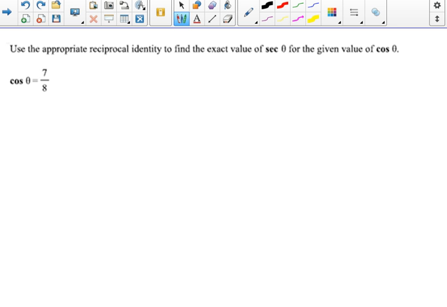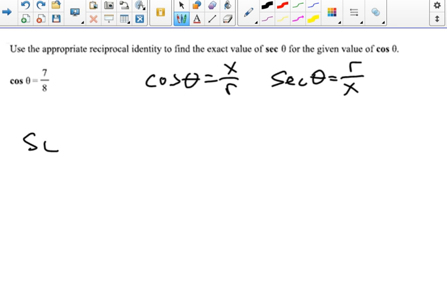Because if you understand that the cosine of an angle is the x over r, and you remember that the secant of the angle is just r over x, then all we have to do is flip these upside down. The secant of that angle is going to be 8 over 7. You just got to recognize in that case that the secant and the cosine are reciprocals of each other.